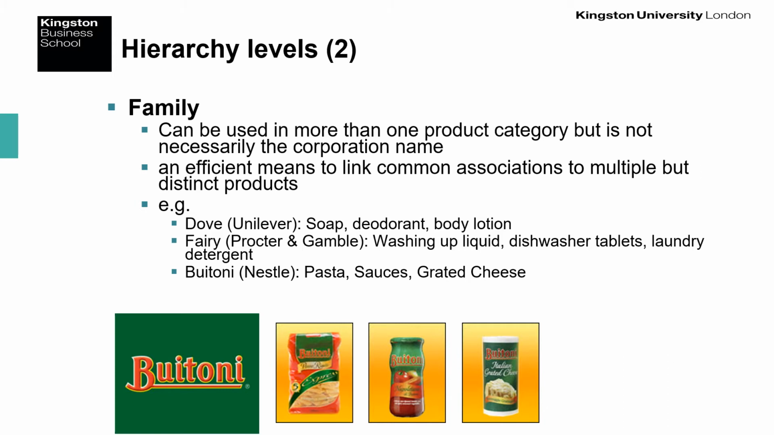Within the world of Procter & Gamble, one of their family brands is Fairy, which is used to group together washing up liquid, dishwasher tablets, and laundry detergent, all of which have a gentle cleansing property rather than being super high-tech, full of chemicals, etc. So the Fairy name and the Fairy brand elements give all of these products an association of gentleness.